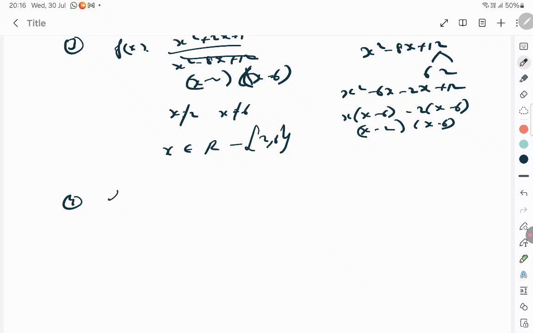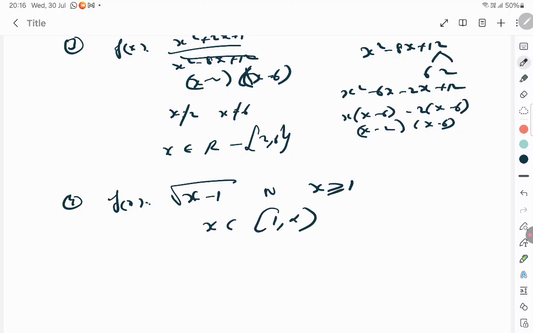Find the domain and the range of f of x is equal to root of x minus 1. It's only numerator. It can become 0, but x has to be greater than or equal to 1 because root of a negative should not come. So x cannot be less than 1, it can be equal to 1. So x is an element of closed bracket 1 to infinity.